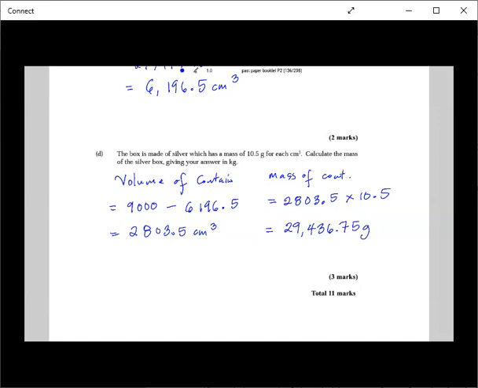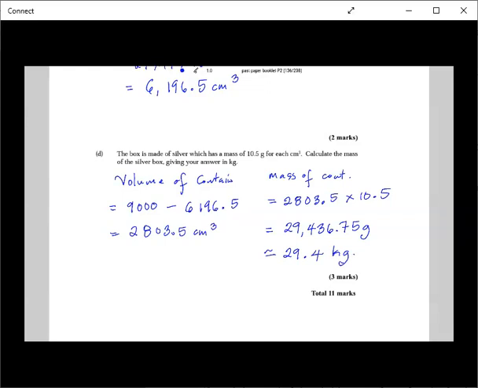How do I know that the answer is gram? Because we're told it's 10.5 gram per centimeter cube. All right, it's not finished because the examiner says he wants the answer in kilogram. So to do this, you have to note that 1,000 gram is equal to 1 kilogram. So I have to divide this by 1,000. So my answer is approximately 29.4 kilograms. The mass of the container is approximately 29.4 kilograms.